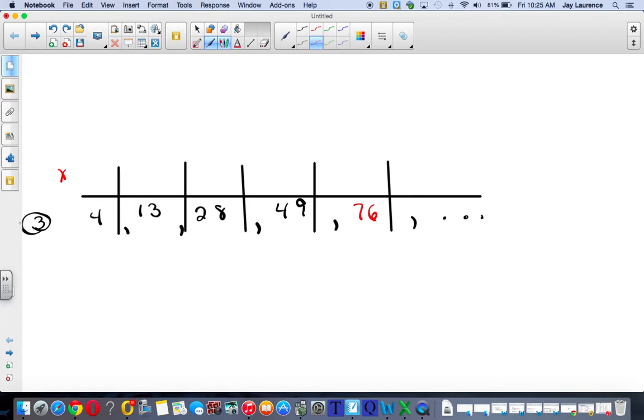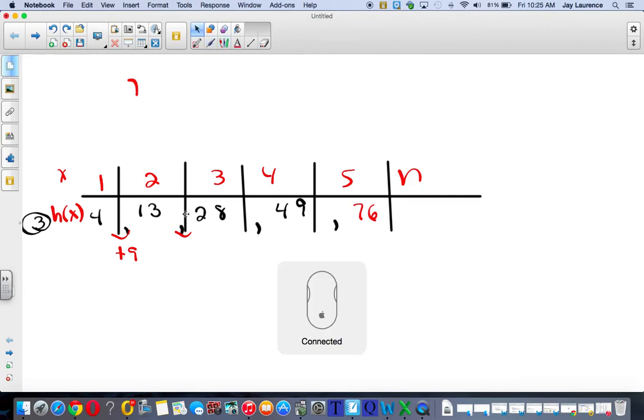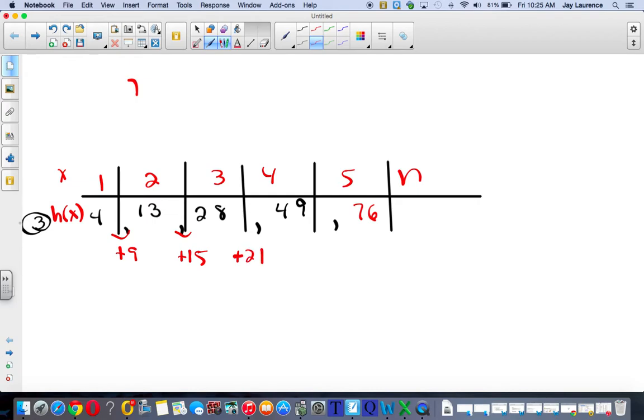And let me see here. I have x, and I have h of x, and then 1, 2, 3, 4, 5, and n. Okay, and so my differences end up being, what do we say, 9, right? 15. Oh dear. The gremlins are taking over. 15 plus 21, and that'll be 27. Yeah, there we go. Right? Yeah, it's 27. Okay, so the second differences are all plus 6.